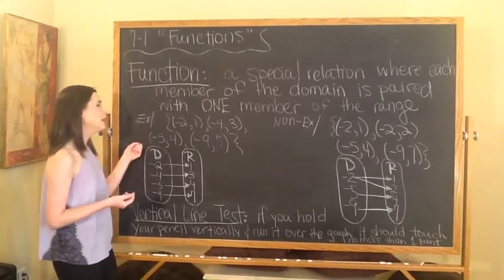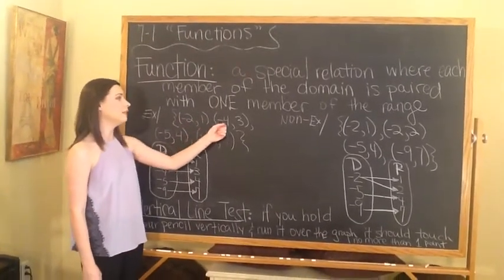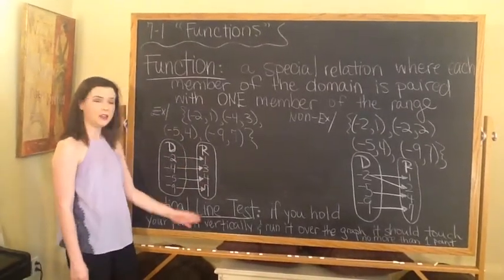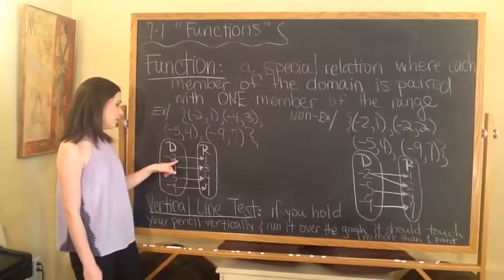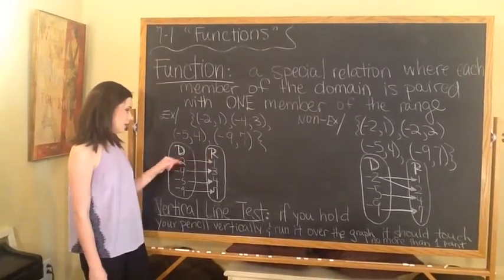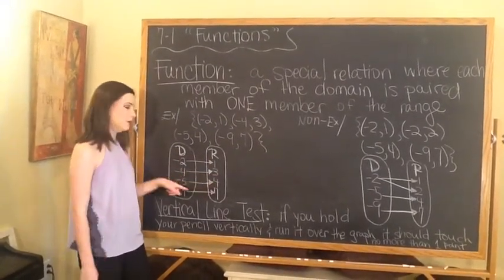An example would be if you had -2, 1, -4, 3, -5, 4, -9, 7, and if you make them in a chart like this, you'll see that the domain values don't repeat. It's just 1 goes with 1, 1 goes with 1, 1 goes with 1, 1 goes with 1.